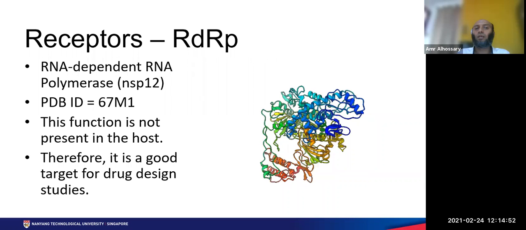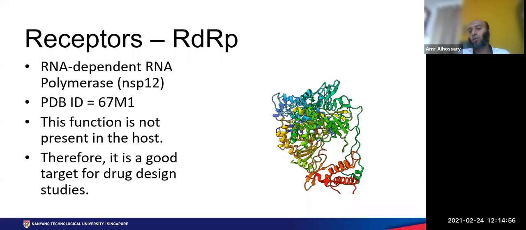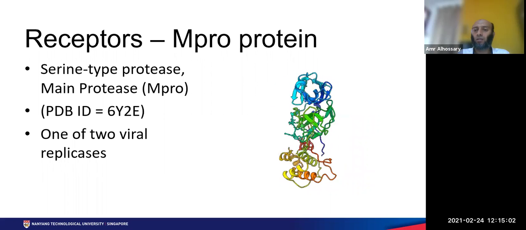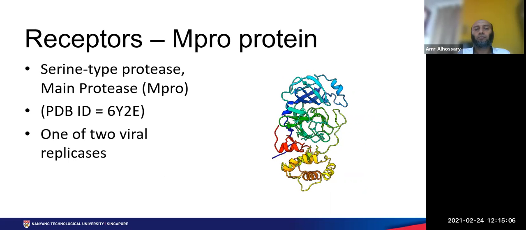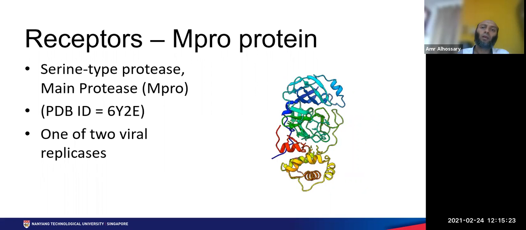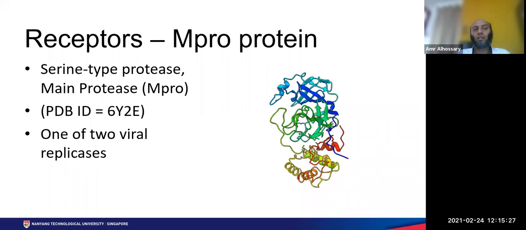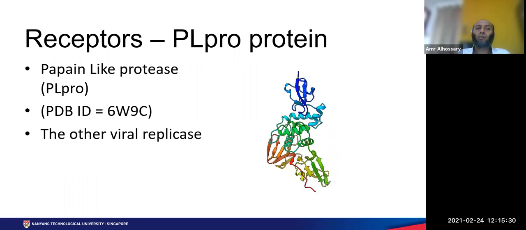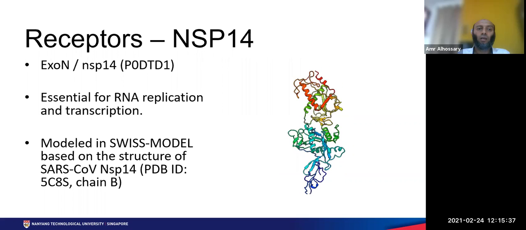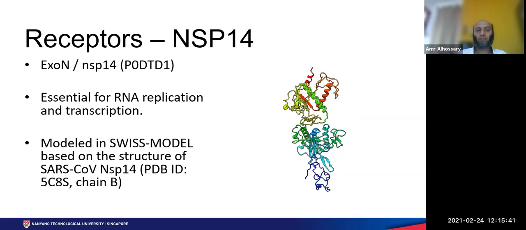Then the RNA-dependent RNA polymerase. This is a very important protein because the human host lacks this functionality. So there are a lot of studies that target the RNA-dependent RNA polymerase, being unique to the viral functionality. The main protease is a serine type protease. The other protease is the papain-like protease. And finally, we have the non-structural protein 14, which is essential for the RNA replication and transcription.